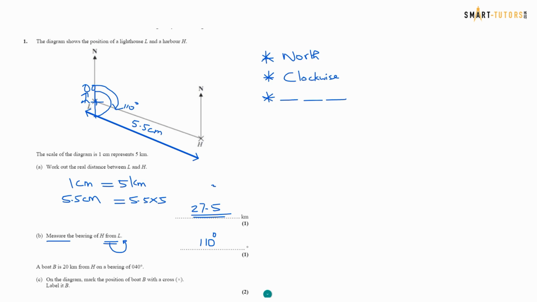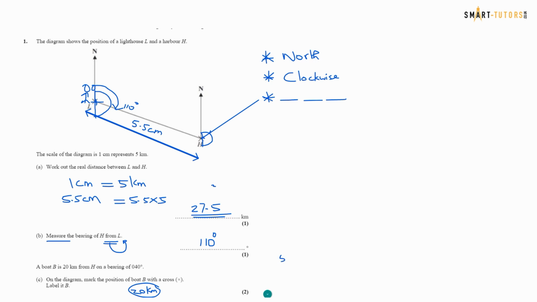The last part of the question: boat B is 20 kilometers from H on a bearing of 40 degrees. So H is where you are standing. Keep the protractor like that, and from here 40 degrees is here, and you need to draw a line at 40 degrees. After that, 20 kilometers is the distance.